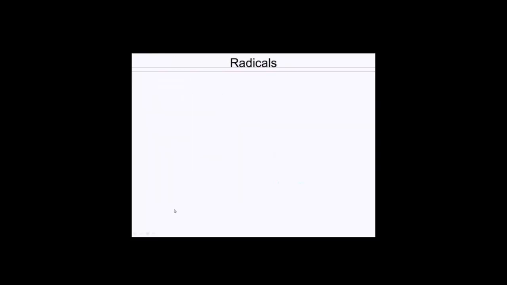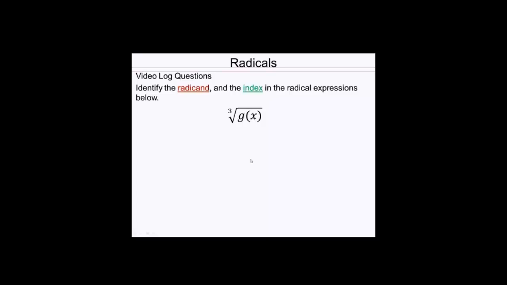Now get ready for some video log questions. There will be radical notation popping up, and you have to identify the radicand and the index. For example, in the first one, 6 would be the radicand, 2 is the index, or square root. Do it on your own. Pause the video when you need to. If the numbers are going too fast, pause and rewind so you can do all the problems. Remember here, the radicand would be 3x.